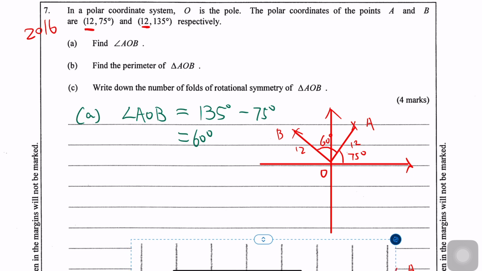And then after you draw out the X and Y axis here and label the degrees, you can find out AOB. Basically it is 135 minus 75, very easy for this one. And then the perimeter of the triangle.